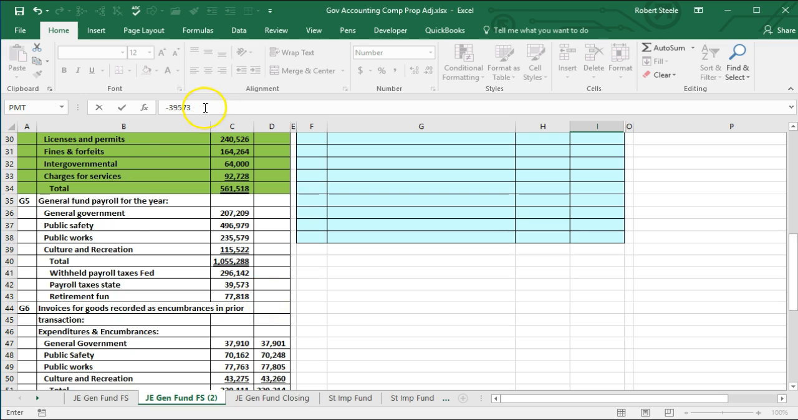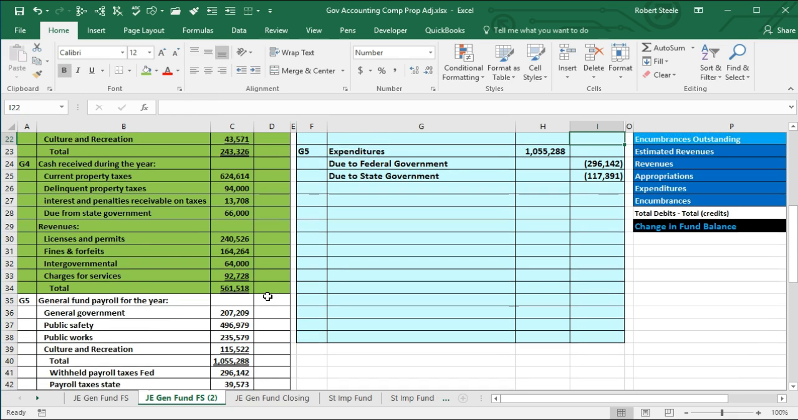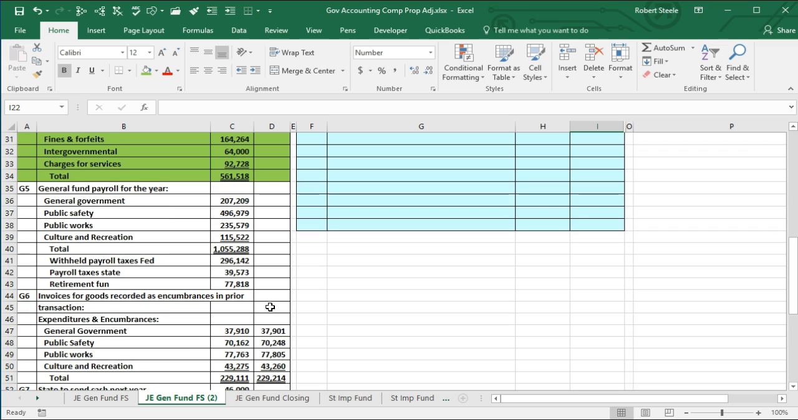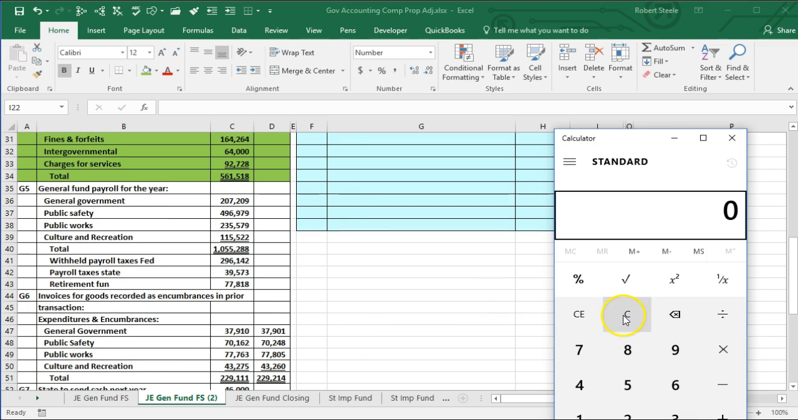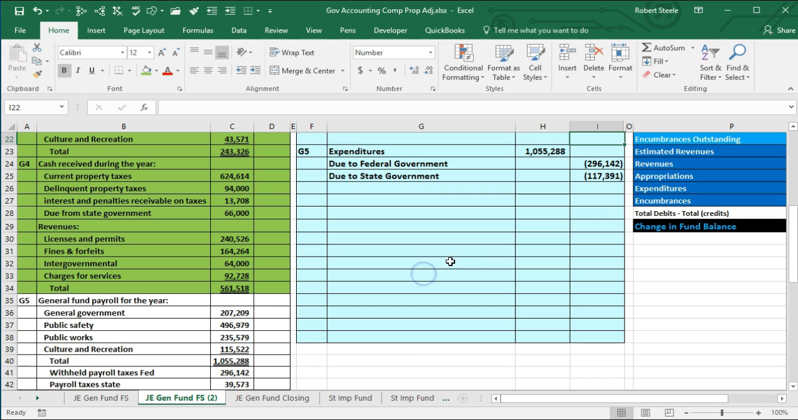So that's going to be 39573. You can see it up here, minus the 77818. And that formula might look a little tricky to you because I put two negative numbers to make it a negative. So there's a couple different ways you can think about that. That's going to be the 39573 plus 77818, and then I made it a negative. So that's going to be the formula. It's the 117391, and it's a credit, therefore a negative.